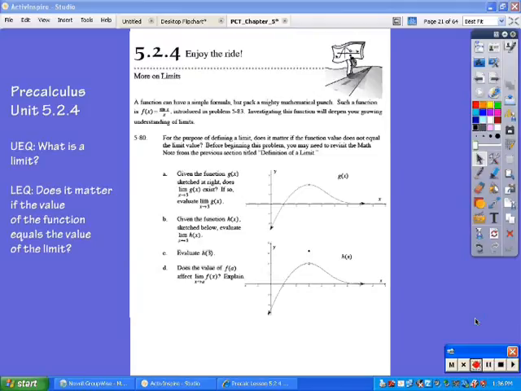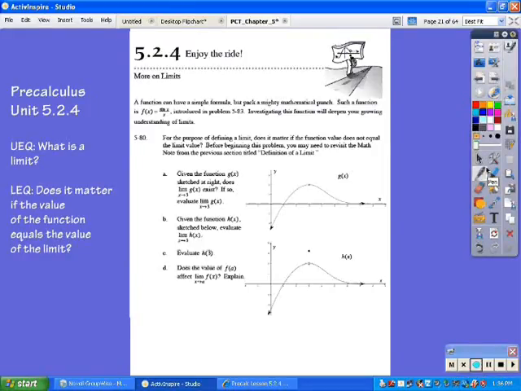And here we are for lesson 5.2.4. Enjoy the ride. Lesson essential question: does it matter if the value of the function equals the value of a limit? That's what we're going to look at, and we're starting with problem 5-80.